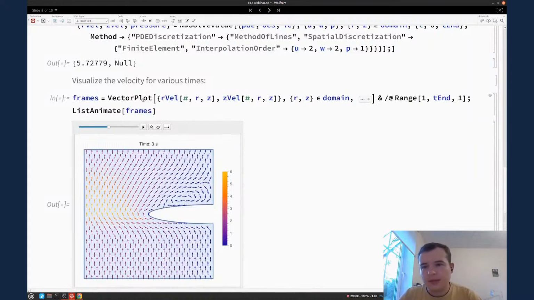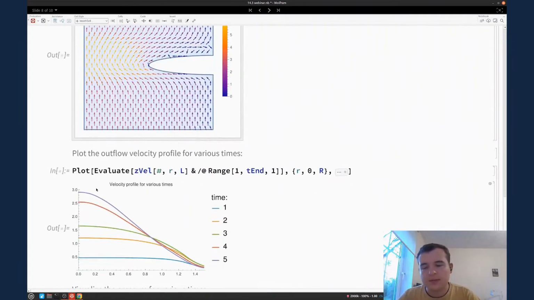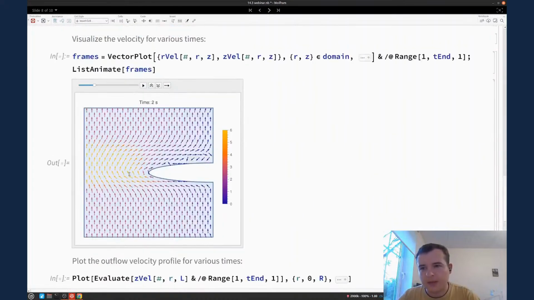Here we can see the solution plotted using the vector plots. So this is how the flow looks like at various times. We can see a vortex that starts to appear in this part of the domain. Next, what we have here is the outflow velocity profile of the flow. So this means that this is the velocity profile here at the top of the domain.